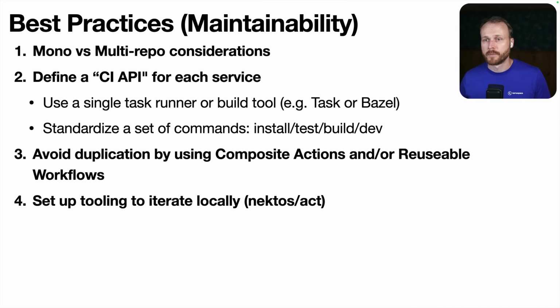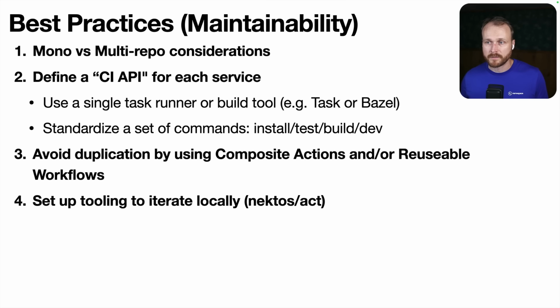But one of the most powerful approaches I've seen is to define a standard continuous integration API or a standard service API for every single service that you're building. Pick a single tool that you're going to use as the entry point for each service. In my case, I'm using Task. That could be something like Bazel. It could be a Makefile. I want you to pick a standard approach.